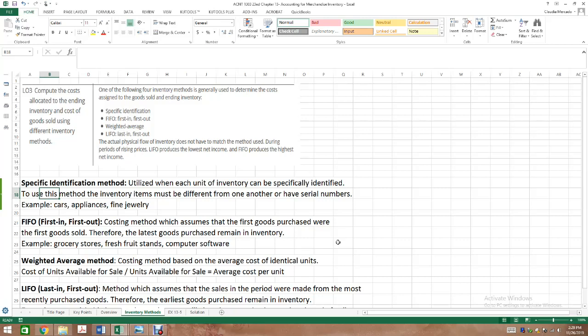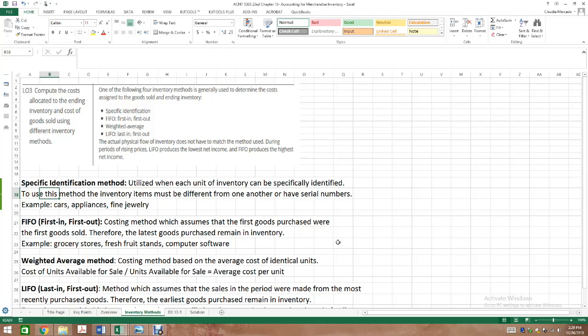During periods when prices rise, LIFO produces the lowest net income. Okay. Why would we want to produce the lowest net income? Well, because you have less income, you pay less taxes. Okay. While FIFO produces the highest net income. Okay. So it just depends.